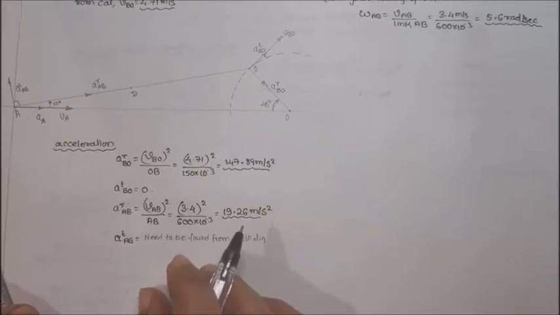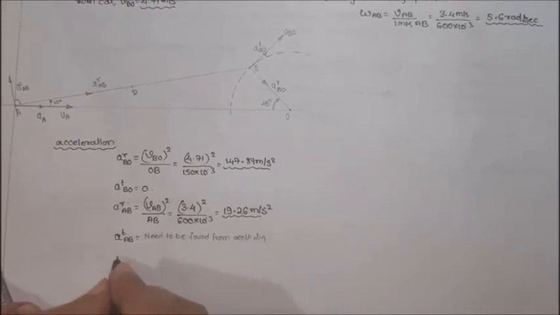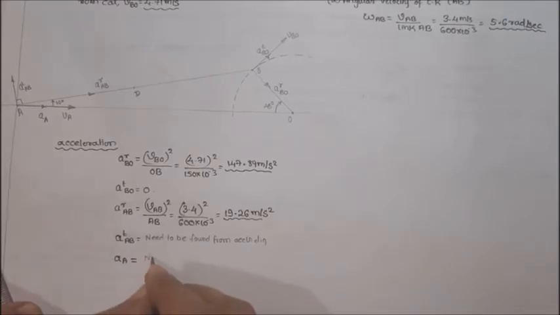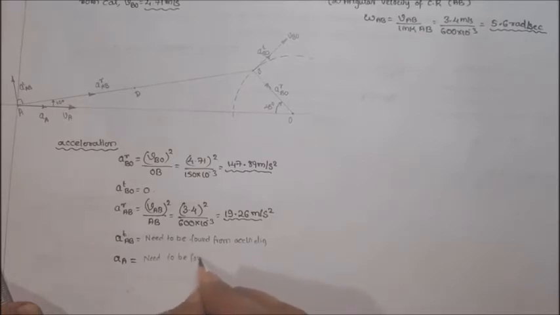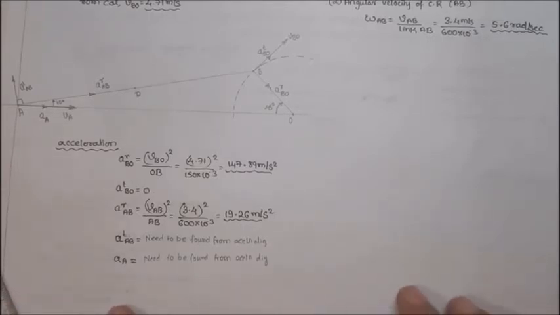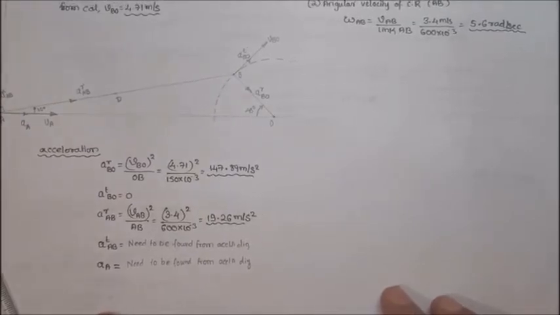Then, what do we require next? We require the acceleration of the slider. So from where are we going to get it? This also we are going to get from the graph itself, or from the acceleration diagram.